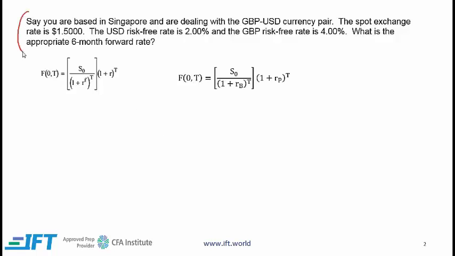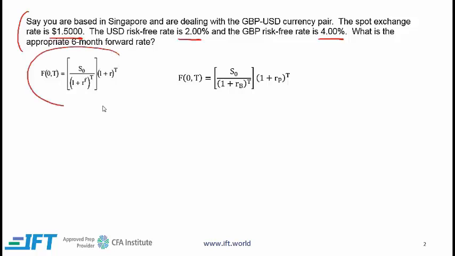Let's do this with the help of a simple example. Say you are based in Singapore and are dealing with the pound-dollar currency pair. The spot exchange rate is 1.5. The dollar risk-free rate is 2% and the pound risk-free rate is 4%. What is the appropriate 6-month forward rate?